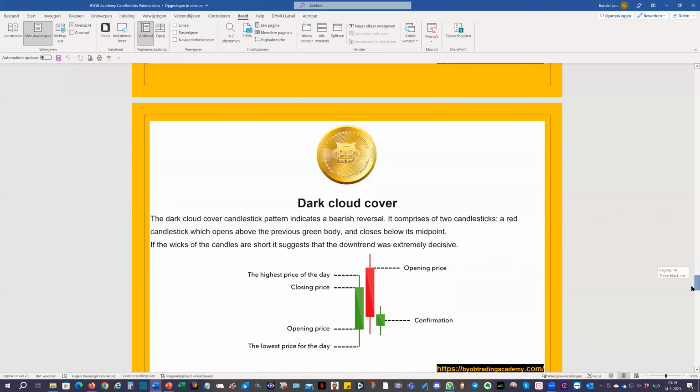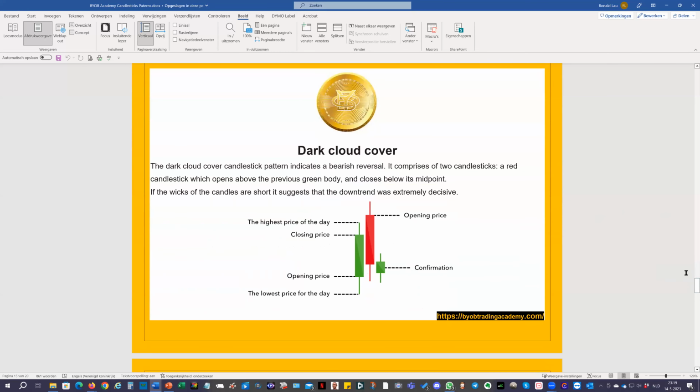And we go to the next one. Here we can see the dark cloud cover. And you can see that after the green candle reaches this point, you have a red candle coming next to it. And here it's giving you an example that the market is going down too.